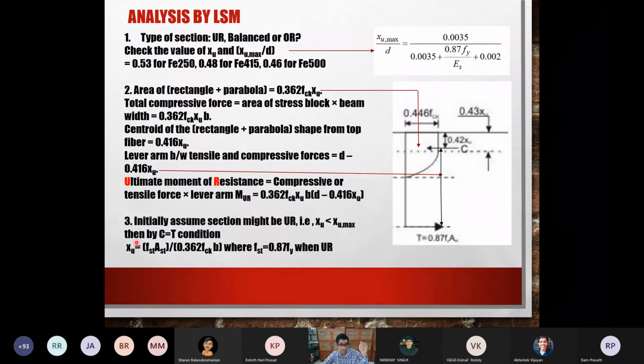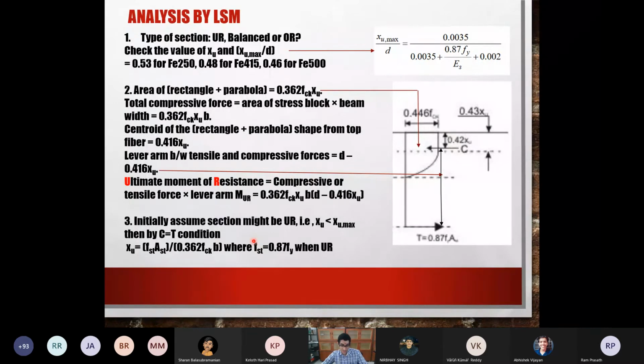So if XU is greater than XU max, what does it mean? What does it tell about the beam? Over reinforced. It is over reinforced. So if it is over reinforced, you have an issue. The issue is, you cannot say that FST is 0.87 Fy. FST remains unknown if the section is over reinforced.